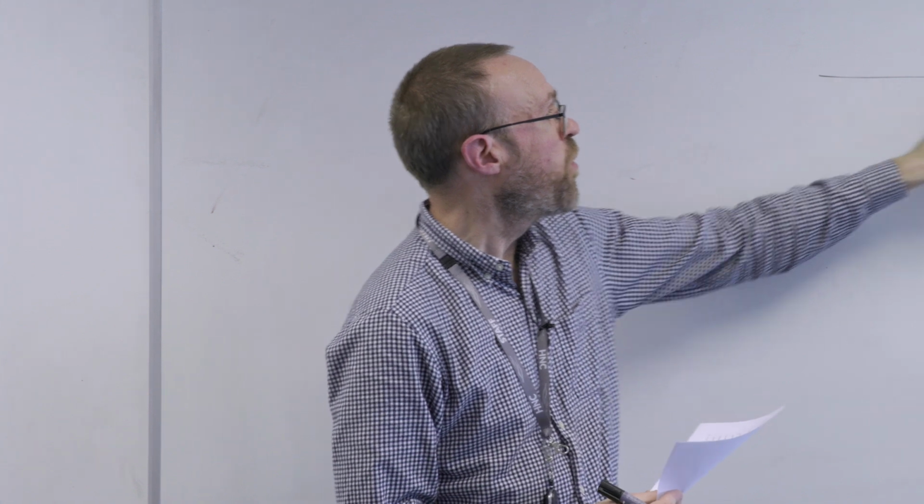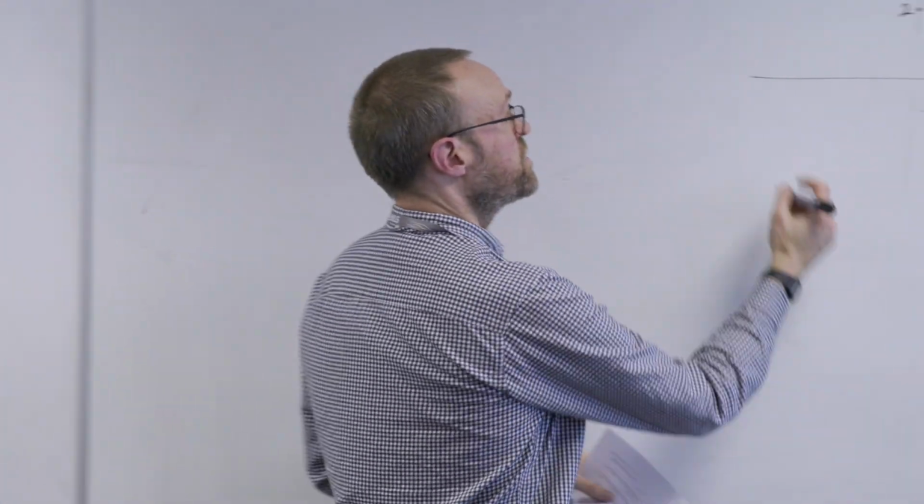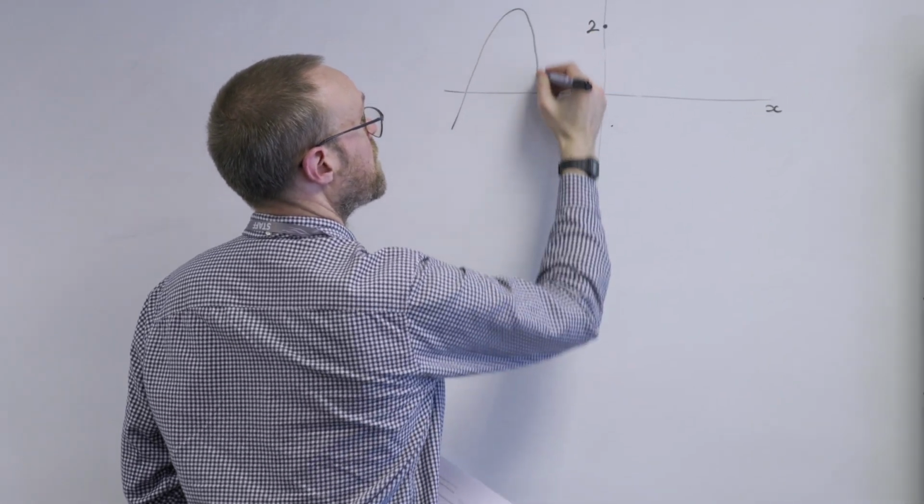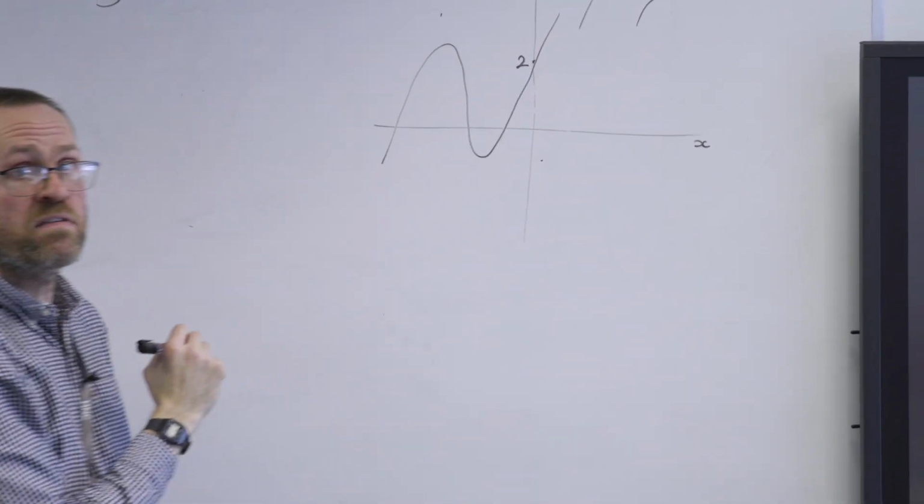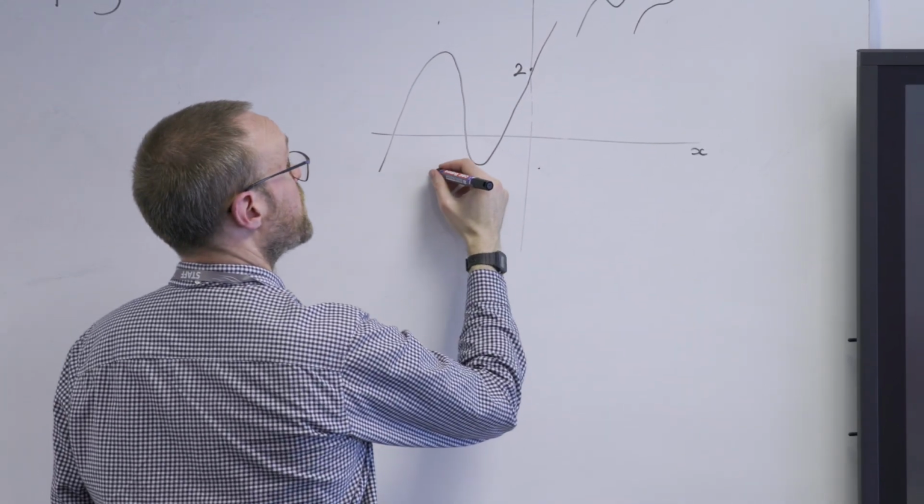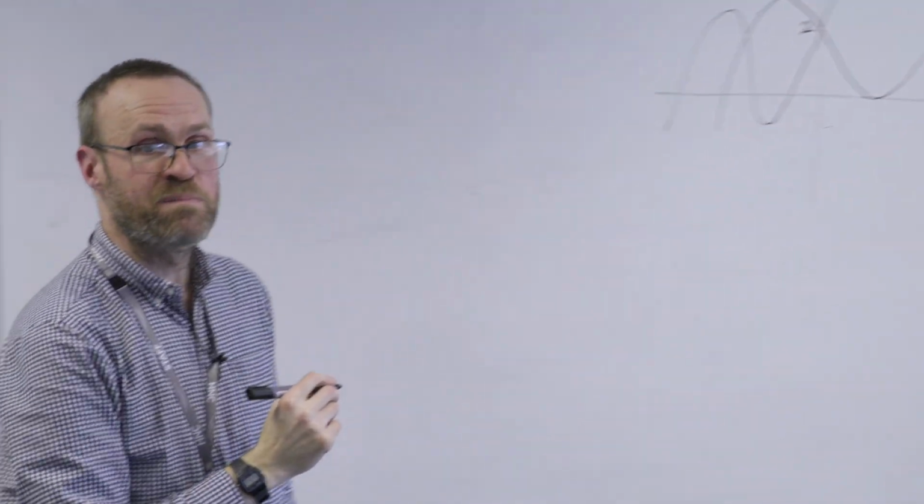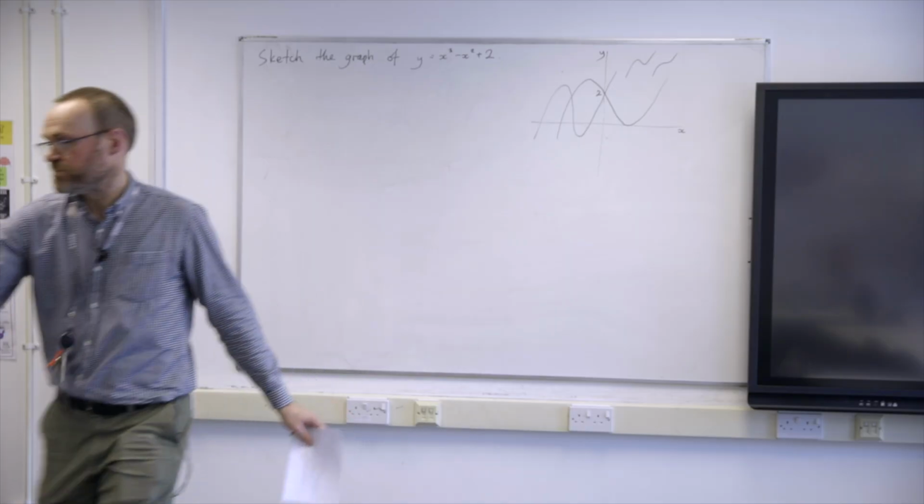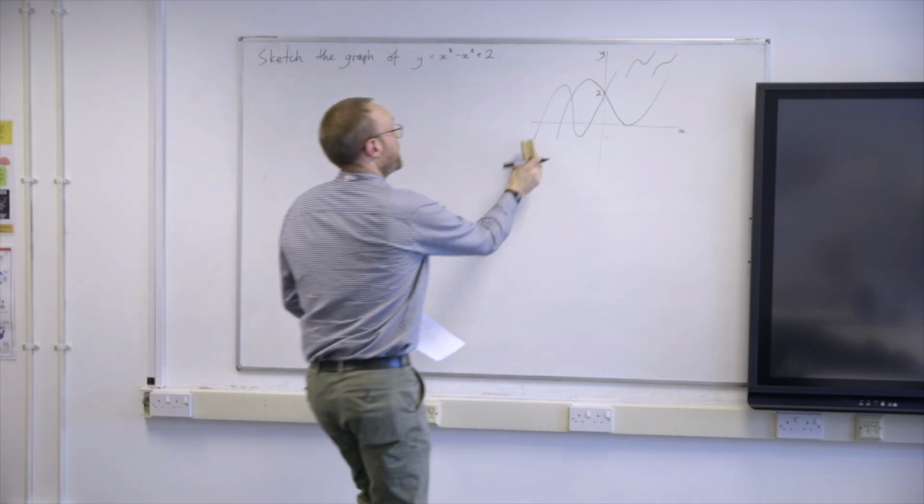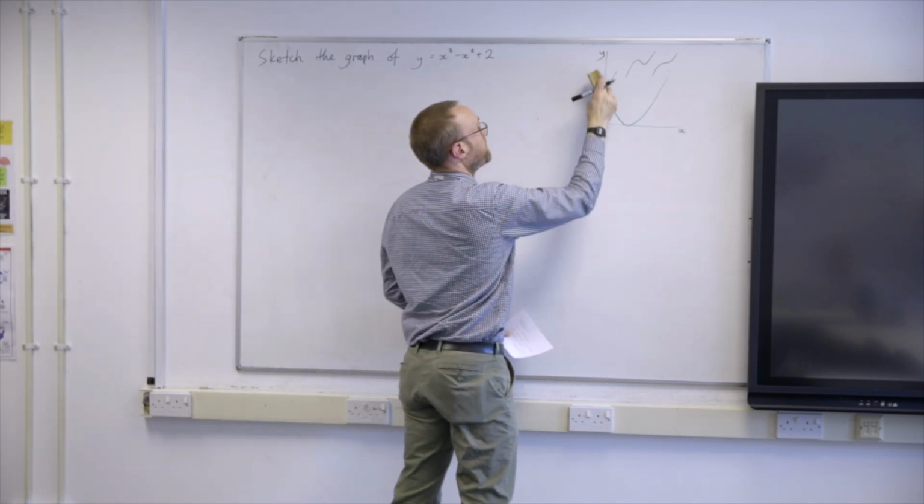And first of all, I want to know, where does it cross the axis? So does it do something like this? Could do that. Or does it do something like this? Either of those are possibilities, and there are many more. So let me rub out those.